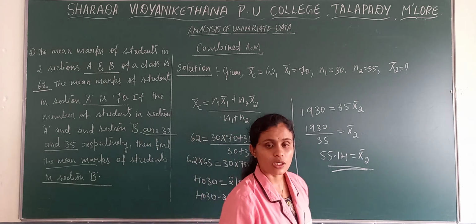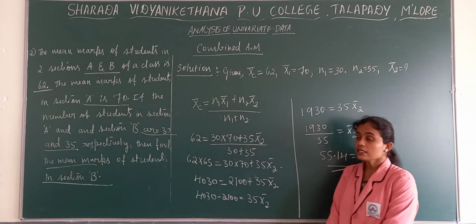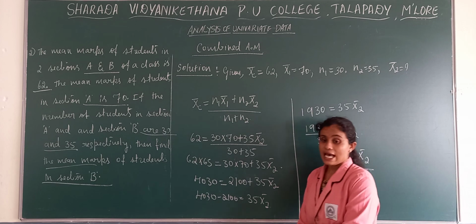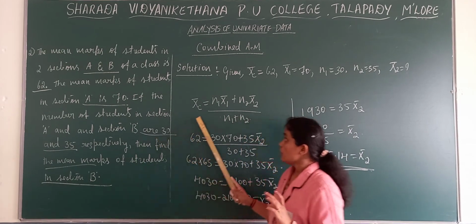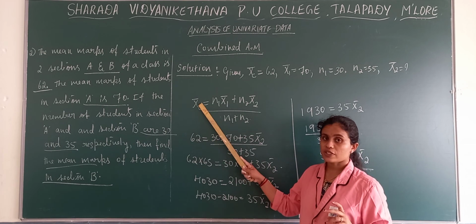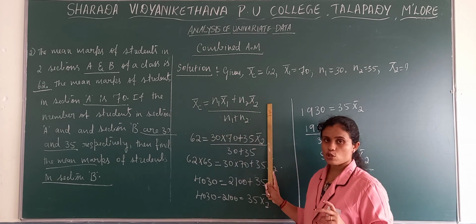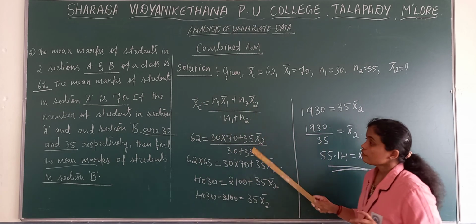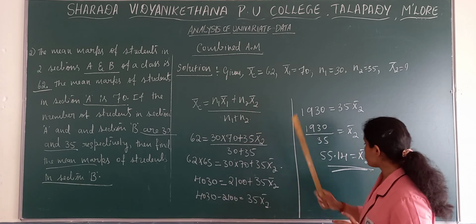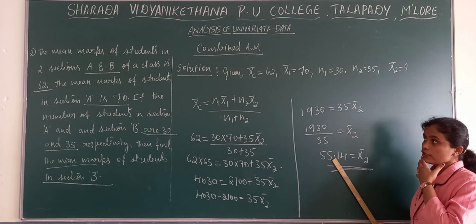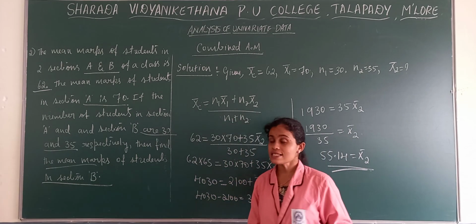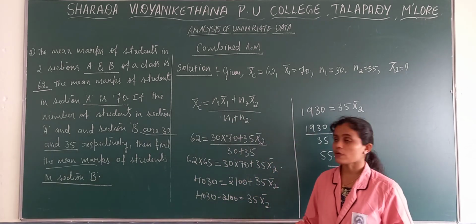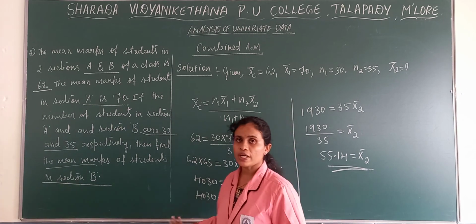So this is about the second problem under combined arithmetic mean. As I said, it's not necessary that we always need to find the combined arithmetic mean. Sometimes these other terms are also missing. So here we got x bar 2 as 55.14. With this we'll wind up today's class, and in tomorrow's class we'll see some other problems related to combined arithmetic mean.